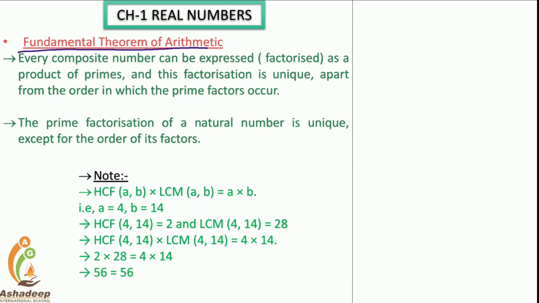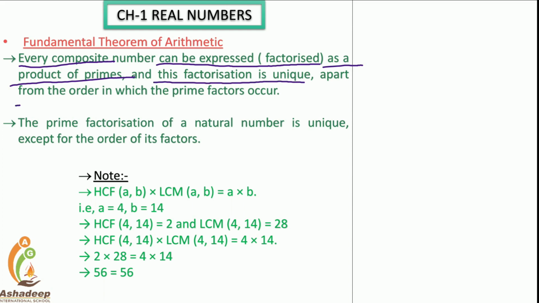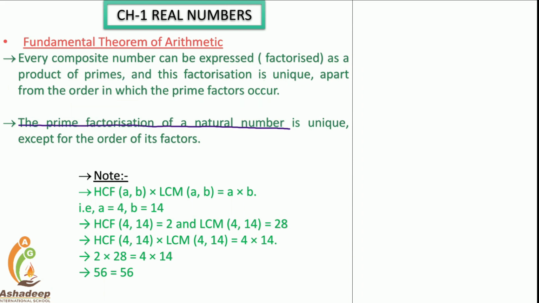Fundamental Theorem of Arithmetic. Every composite number can be expressed or factorized as a product of primes, and the factorization is unique, apart from the order in which the prime factors occur. The prime factorization of a natural number is unique except for the order of its factors. Now what does it mean?